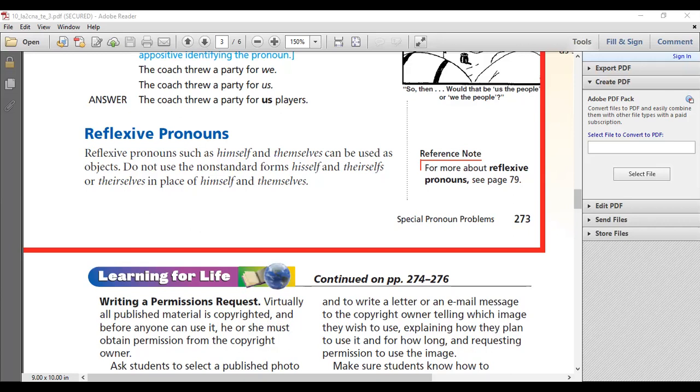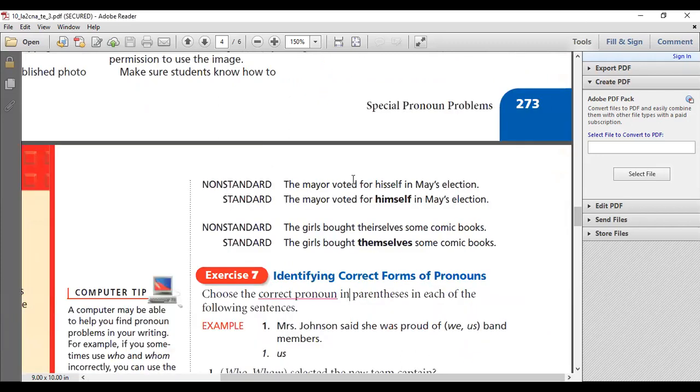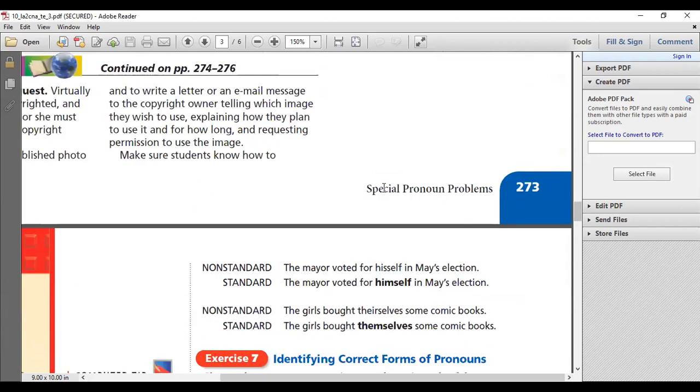If you go back to the book, it shows you the difference between the non-standard and the standard. The mayor voted for himself in May's election. His self here is non-standard English, the incorrect way to use it. Again, his self is considered non-standard. It's supposed to be the mayor voted for himself. Is it used as an object? Yes, it's an object of preposition because it follows the word for. Voted for himself: himself here is an object of preposition.